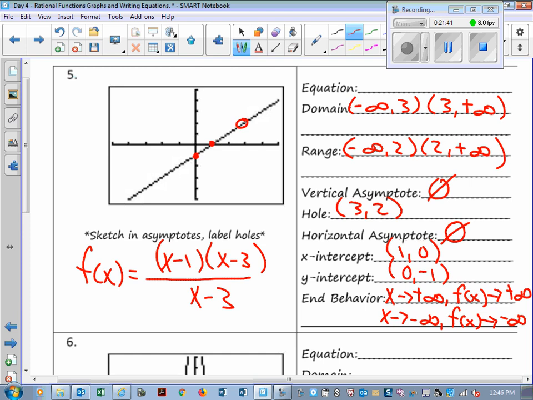Let's check. We always check for holes first. Is there a hole at x equals 3? If I take this, isn't this a hole at x equals 3? Okay, check the hole. Is there a vertical asymptote? Nothing left in the denominator. Check. No vertical asymptote. Don't you have to check that the y value for the hole is 2 when you plug it in? Hold on.